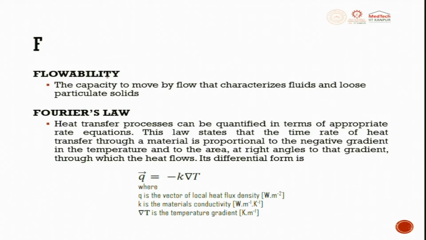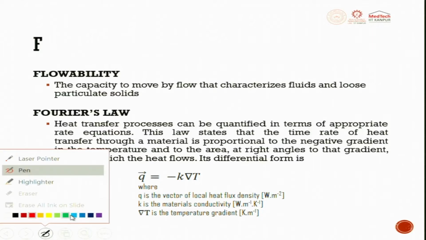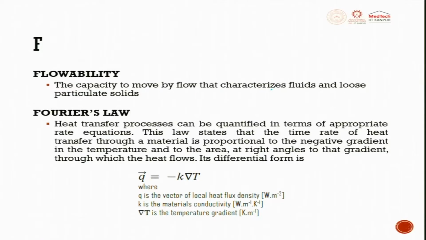So, F is flowability. Flowability is a very important property when you are using a wire, and this wire is melted or taken to a molten state, and then from there it is allowed to droop down on the table to develop a workpiece. Here flowability plays a very important role. The capacity to move by flow that characterizes fluids and loose particulate solids is called flowability.